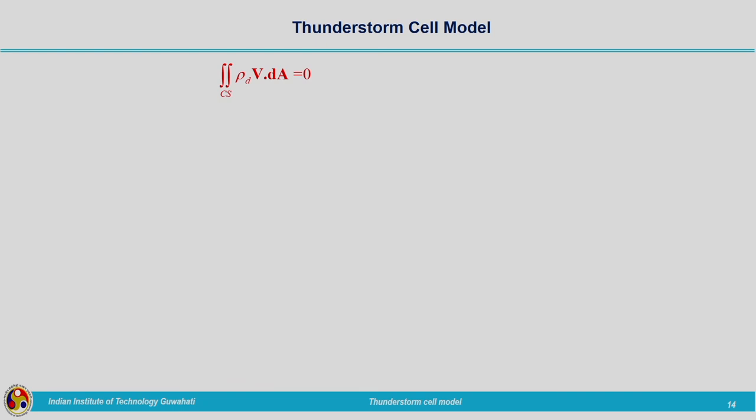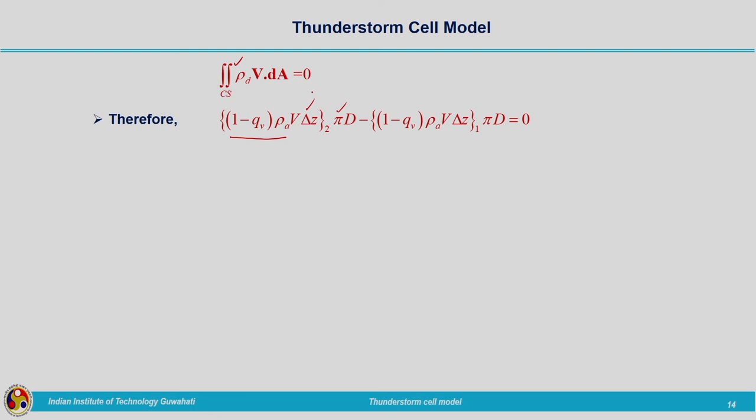Now, we are going to substitute in this expression for dry air which we derived based on the Reynolds transport theorem. For rho d we substitute the expression we have already derived, that is rho d equal to 1 minus qv multiplied by rho a, and v dot dA. Here dA is again for the outflow region, where we are talking about dry air. As we did for the inflow region, for the outflow region it is delta z 2, that is region 2. The depth of the outflow region was delta z 2. So the area through which the dry air is coming out is the circumferential area, that is pi d delta z 2. So we have substituted here pi d delta z 2 minus 1 minus qv rho a v delta z 1 pi d is equal to 0.